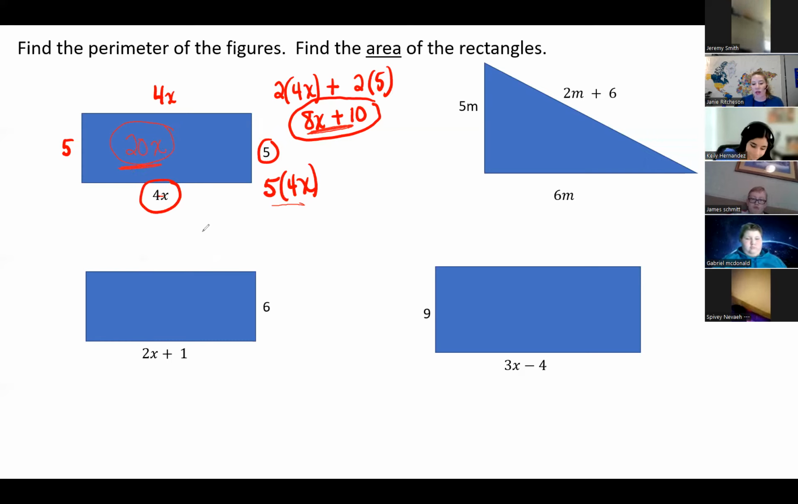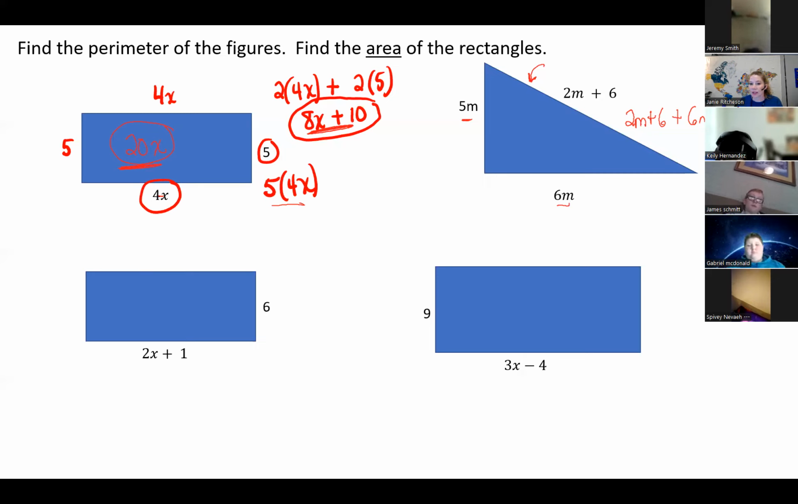Okay, so we'll go ahead and do, you don't have to do the area of this triangle, but we can do the perimeter. So for perimeter, we just add together all the sides. So let's write this out. So we're going to add the side labeled 2m plus 6, plus this side, 6m, plus this side, 5m.